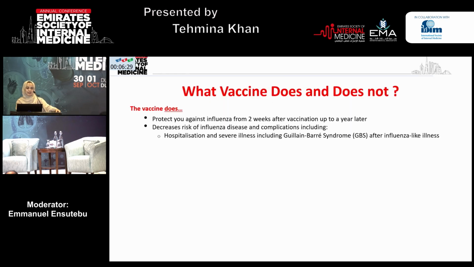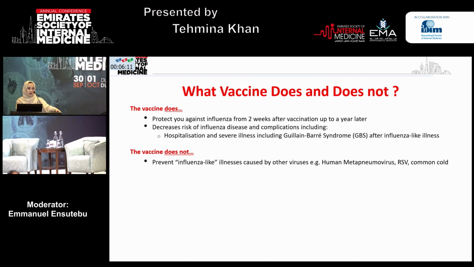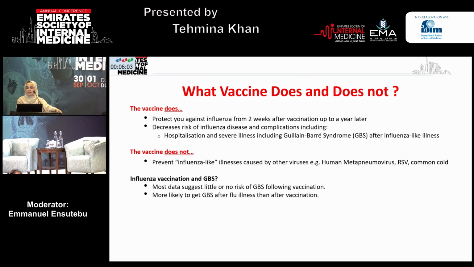What we should know is what the vaccine does and does not do. The vaccine does protect you against influenza from 2 weeks after getting the vaccination to up to a year later. It decreases the risk of influenza disease and complications, including hospitalization and severe illness, including Guillain-Barré syndrome after influenza-like illness. What the vaccine doesn't do is prevent influenza-like illnesses caused by other viruses like human metapneumovirus, RSV, or some of the other common colds.